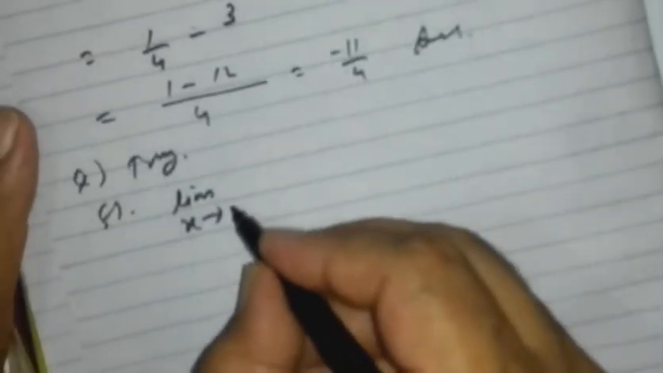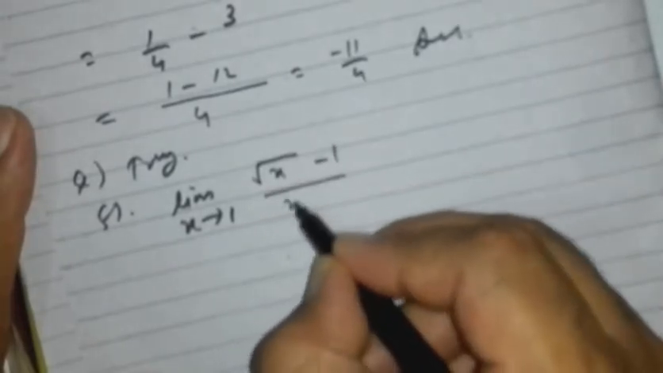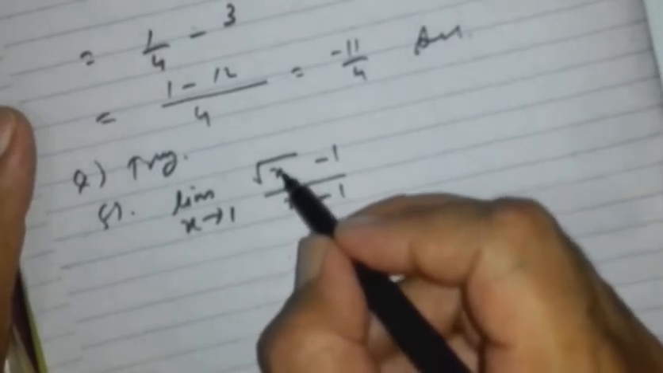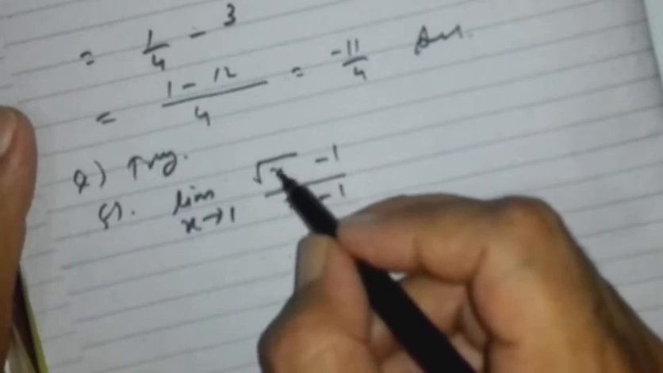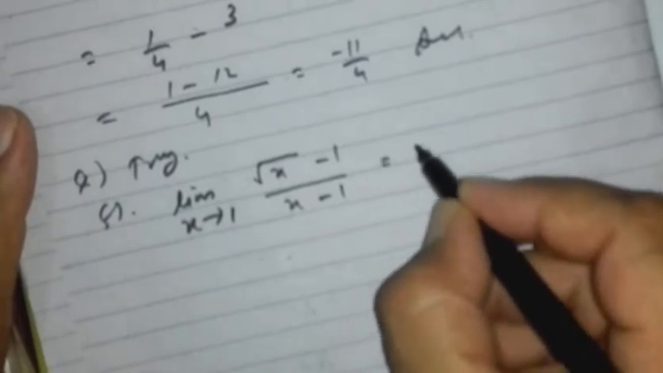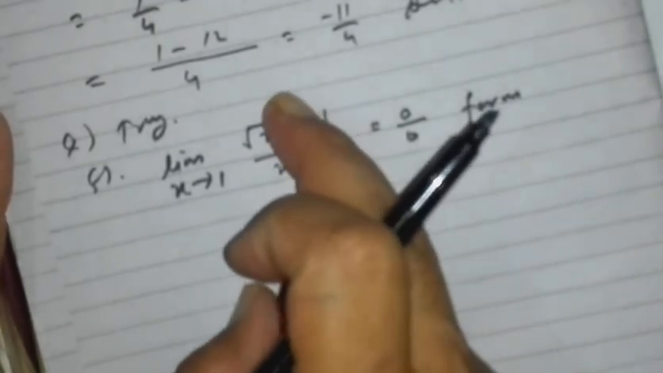Part F1 is limit x tends to 1 of under root x minus 1 divided by x minus 1. When we put the value 1 here, so 1 under root equals 1, 1 minus 1 is 0, and here 1 minus 1 is 0. So it is of 0 by 0 form. Now we will rationalize the numerator. How? Divide and multiply by the conjugate of the numerator.